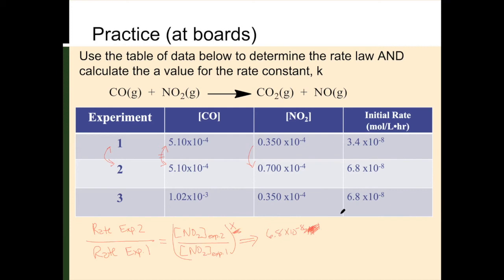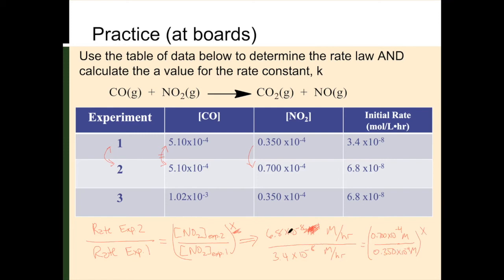Okay, so the units on this, as you can see, it says moles per liter, but remember, again, that's molarity, right? Per hour. So instead of per second, now we're doing per hour. Okay, and then divide that by the rate in experiment 1, which is 3.4 times 10 to the minus 8th molarity per hour. And that's equal to the concentration of NO2 in experiment 2. So that's this one right here, 0.700 times 10 to the minus 4, and that's, again, concentration in molarity, over the concentration in experiment 1, so 0.350 times 10 to the minus 4 molarity, raised to the power of x.